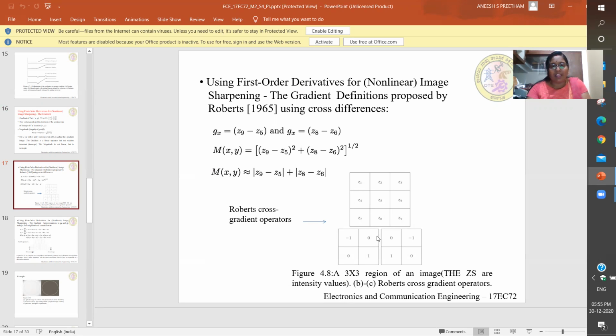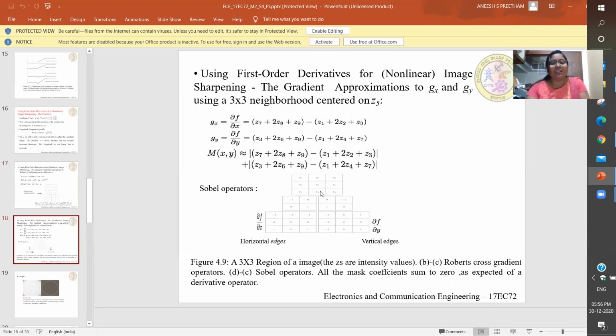Figure A shows a 3 by 3 region of an image where the z's are intensity values. So all z, that is z1, z2, z3 till z9, will represent the intensity values, and B and C are the Roberts cross gradient operators. After using this, you're going to get the values like -1, 0, 0, 1, 0, -1, 1, 0. So now let us see.